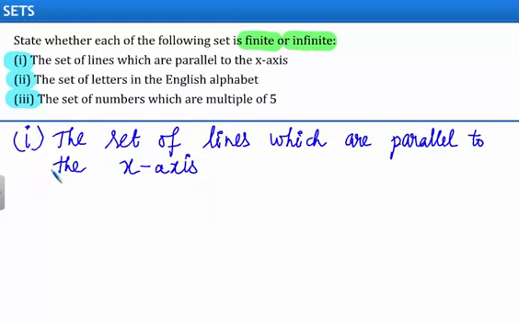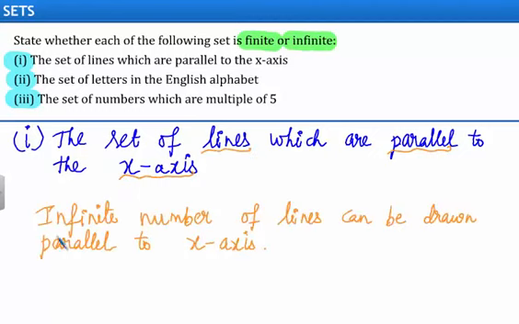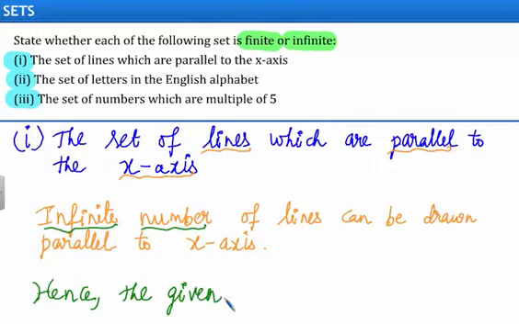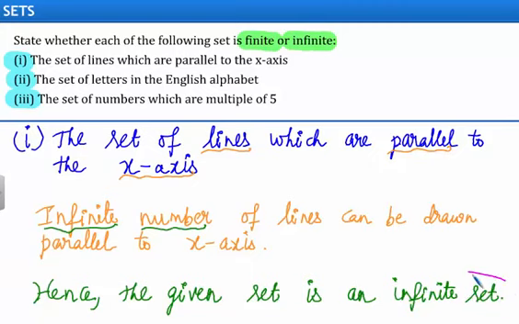In the first part of the problem, we are given the set of lines which are parallel to x-axis. We can draw infinite number of lines parallel to x-axis. Hence, the given set is an infinite set. This completes the solution of first part.